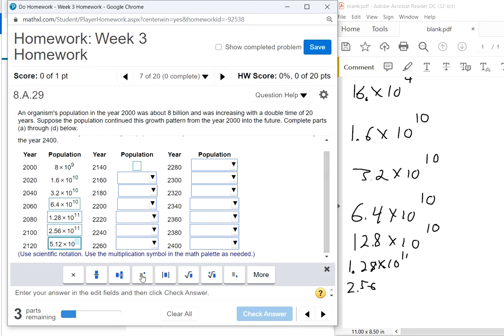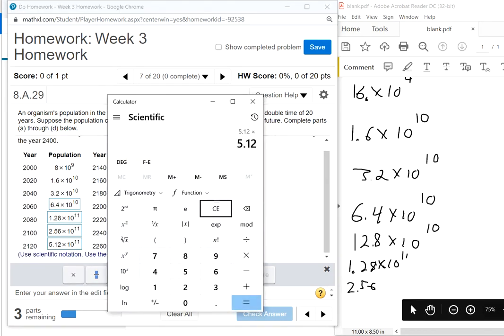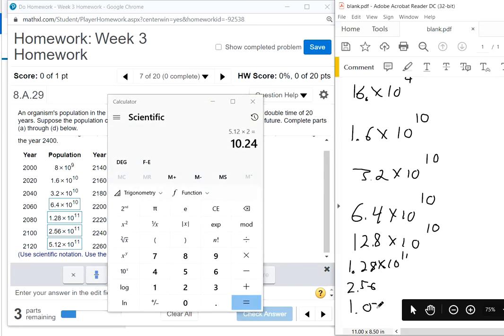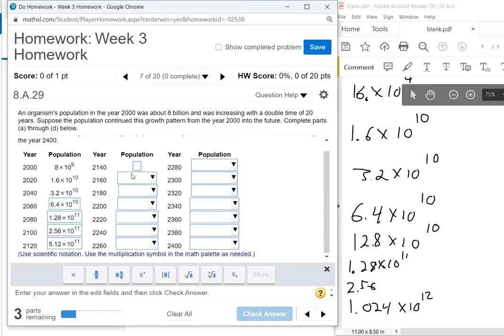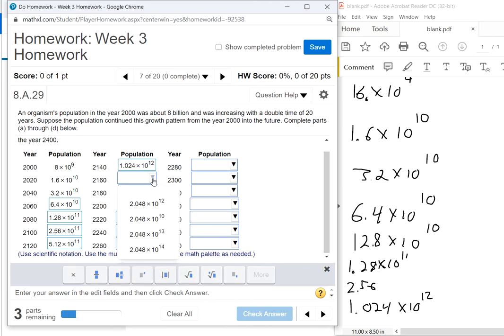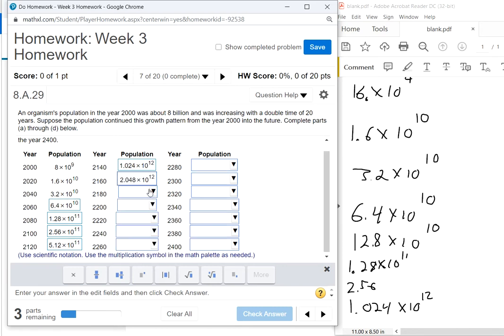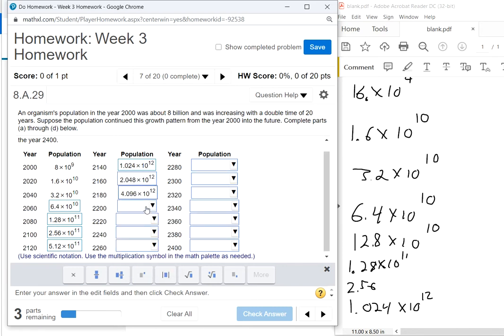times 10 to the 11th, and then doubling again is going to give us something over one digit. That's 10.24, so that's 1.024, and instead of to the 11th power, since I moved that decimal, I've got to increase that. That's 1.024 times, oops, they want this one, times 10 to the 12th. And then if we double that again, it's still to the 12th. Double it again, it's still to the 12th power. Double again, we still should be to the 12th power.